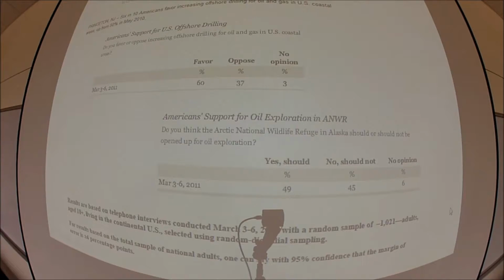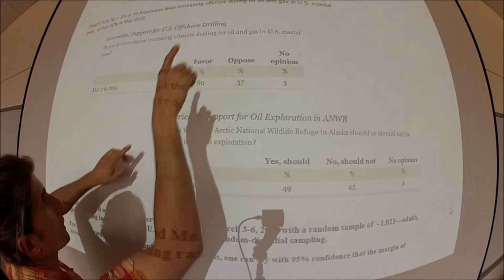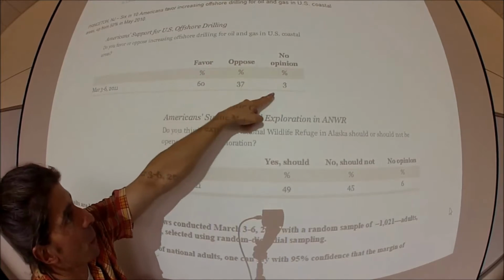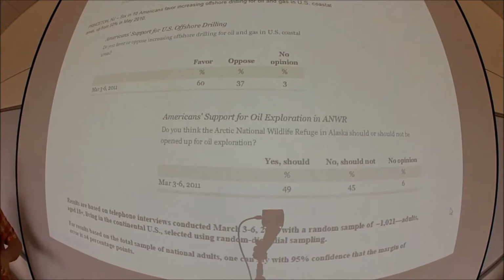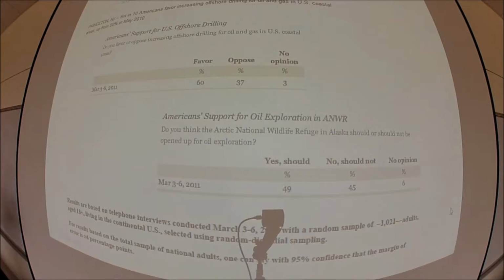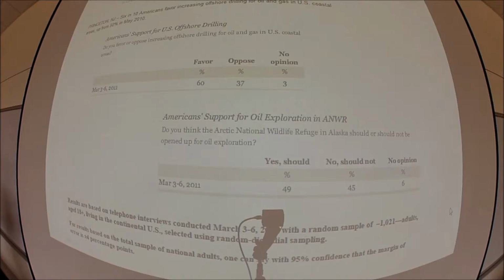So if you look at the first one there, American support for U.S. offshore drilling. Do you favor or oppose increasing offshore drilling for oil and gas? 60% favor, 37% oppose, 3% no opinion. Now, I'm okay with all that because they drew a sample. Can you see their random sample, friends? You have to look to the bottom of the slide.